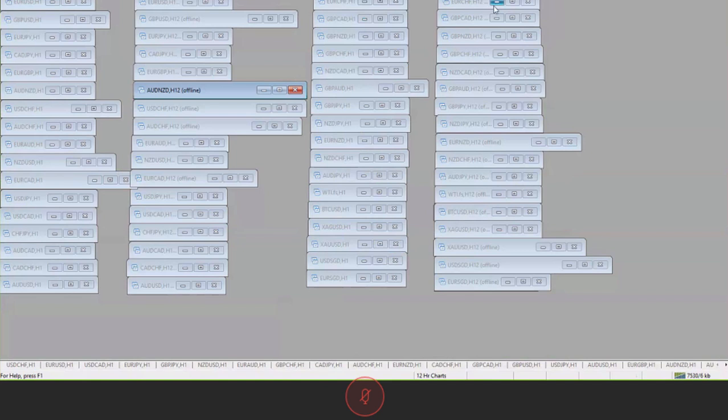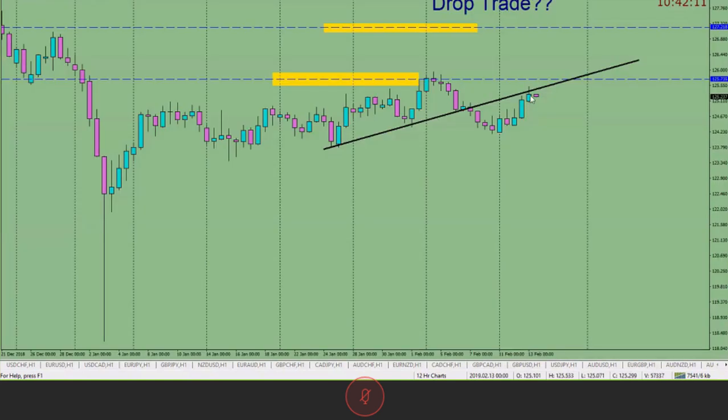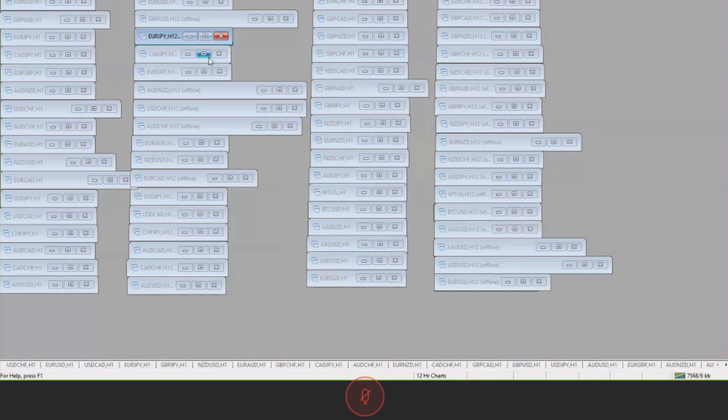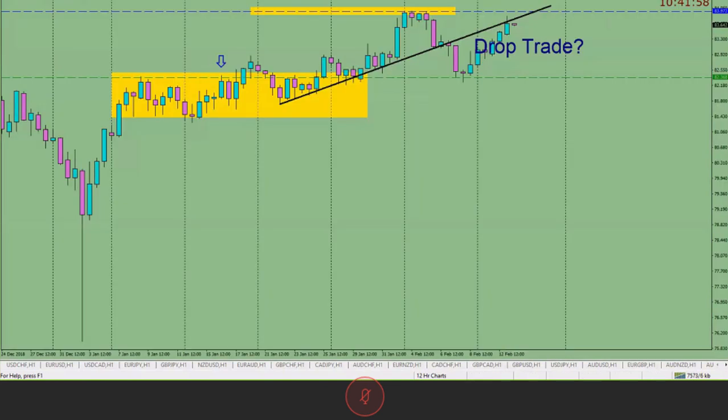All right. What are some of the other ones here? Oh, Euro Yen. Did I show you the Euro Yen? This is kind of the same as the CAD Yen. It's dropped below the trend line. This could be a drop trade, but we need to see a big bearish candle print over the next 11 hours. If that big bearish candle prints, then I'll probably take a sell there. Possibly the same thing on the CAD Yen if it makes a big bearish candle here. That could also happen.